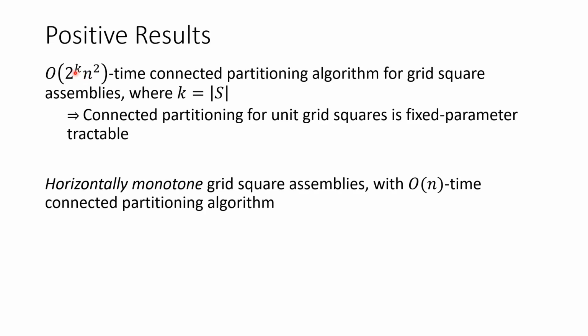And so if k is small or fixed, we actually get a polynomial time algorithm here. So this is the first result, which is our main result. And then we also have another result, which is a special type of grid square assemblies. We call it horizontally monotone, where we always have a connected partition, which can be found in linear time, which I will touch upon briefly.